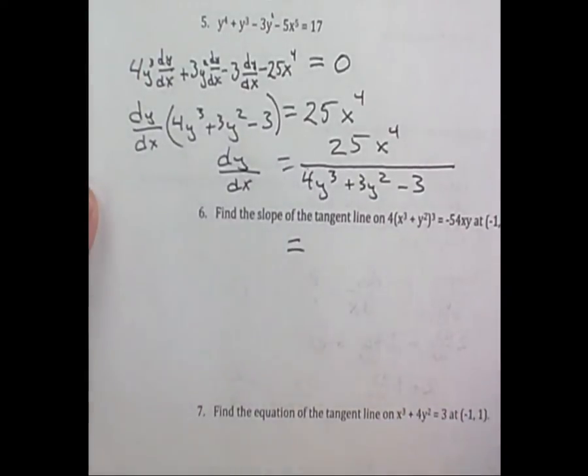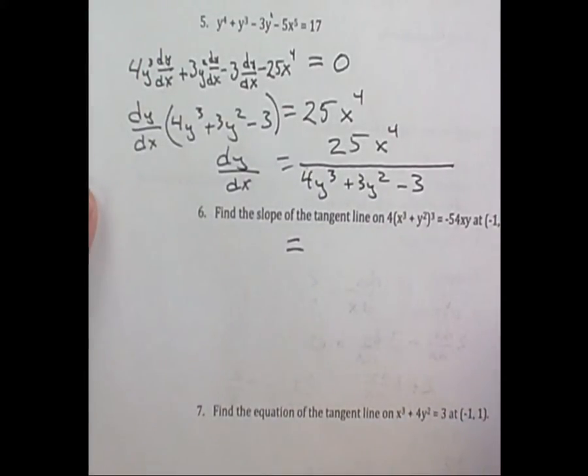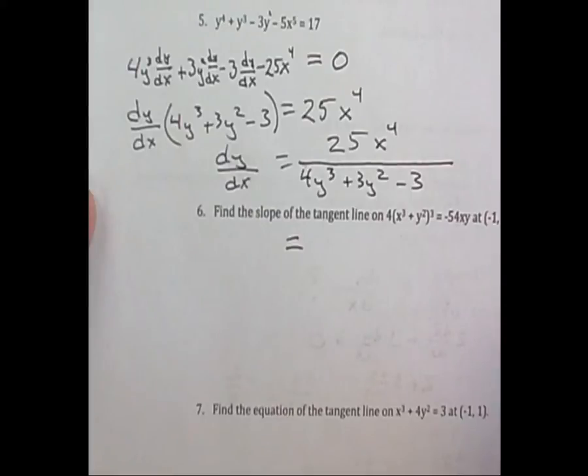Negative 54 times x times y. Will you say it louder for me? Negative 54x times y. You said the word times, correct? So that means we didn't need to do the what? Product rule. Okay, let's do the product rule. What are you going to get?